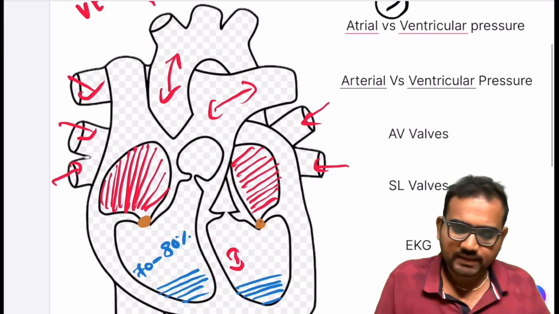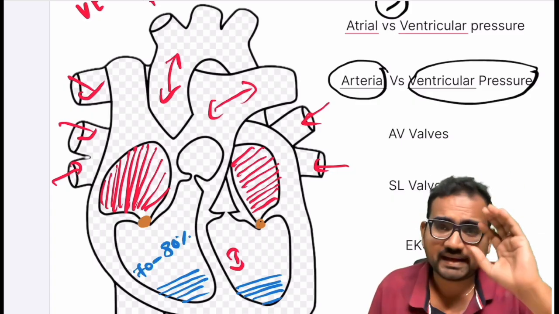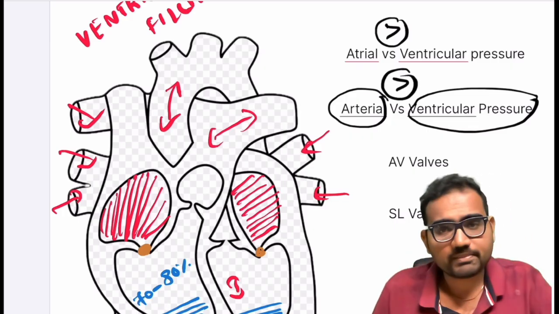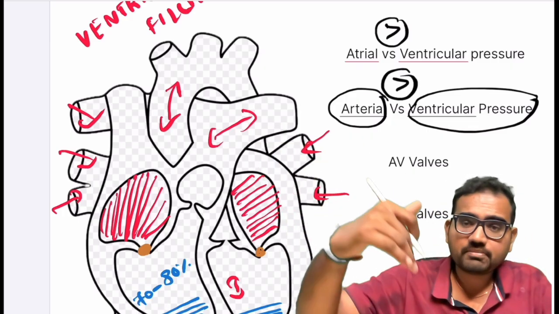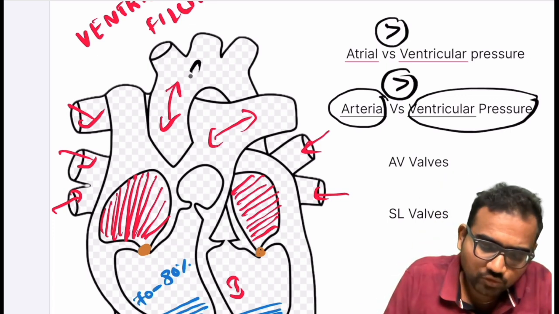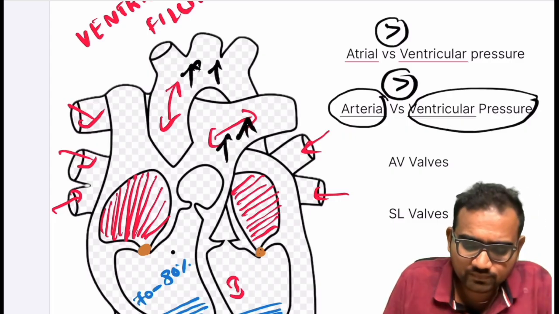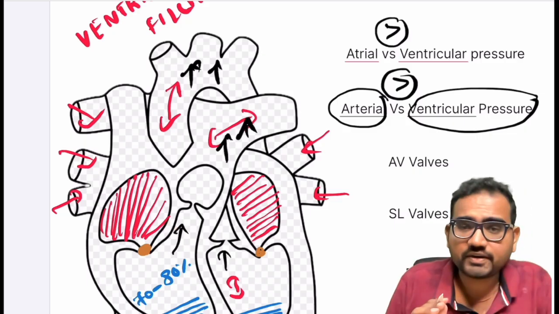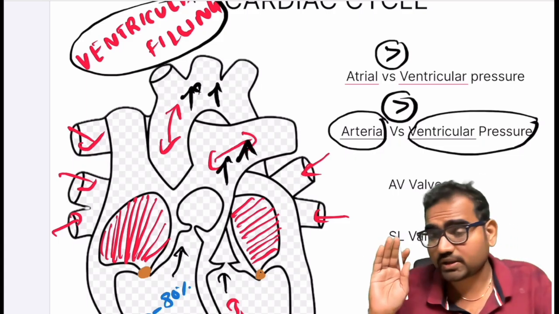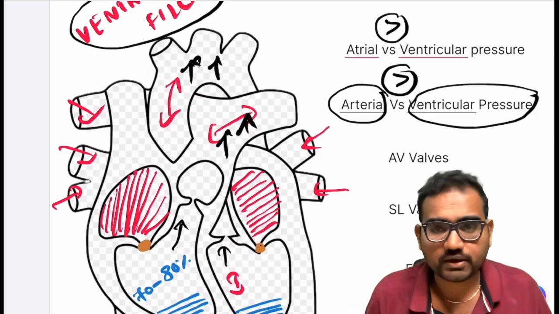So imagine the atrial pressure versus the ventricular pressure. The atrial pressure will be higher than the ventricular pressure. Why? Because if it is less, then the blood will come again into the ventricles. So in the pulmonary artery and aortic artery, the pressure will be more. That is why the blood will not enter at this point, at this ventricular filling phase. The arterial pressure will be more, so the blood will not enter from the ventricles to the pulmonary artery or aortic arch.